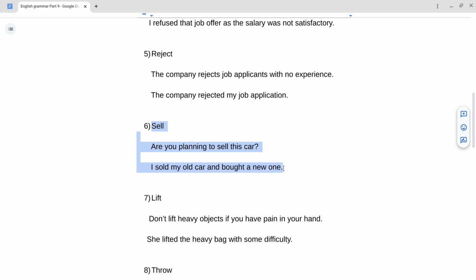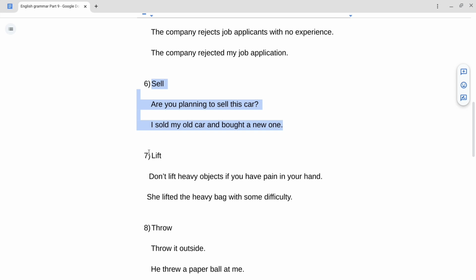That means whatever you have in your hand, you give it to someone for money. What is the meaning of sell? You have something, a product, in your hand, and you give it to someone else to get money from him. The transaction happens there. That is the meaning of sell. I sold is the past form. Okay. Next one is lift.